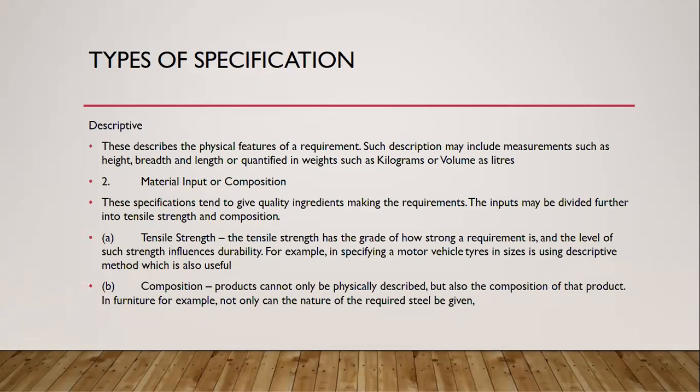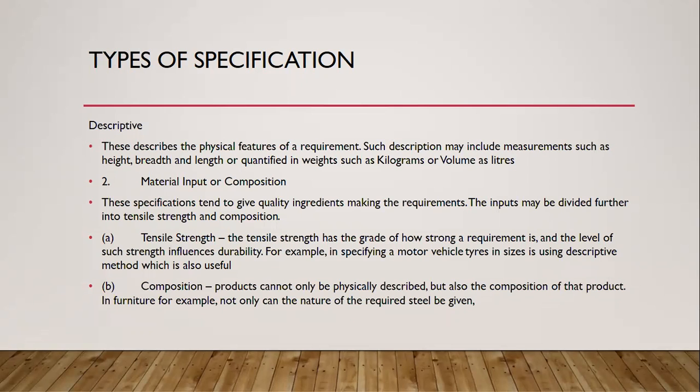And when we talk about inputs, inputs are divided into two. We have the tensile strength and the composition. The tensile strength is all about the grades on how strong a requirement is, and the level of such strength influences the durability of a product. For example, when you're buying a motor vehicle, you also need to check the size of the tires that you're going to use on that motor vehicle. The other important thing is the composition. You also need to check the composition.